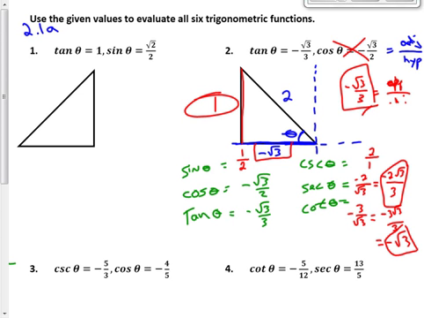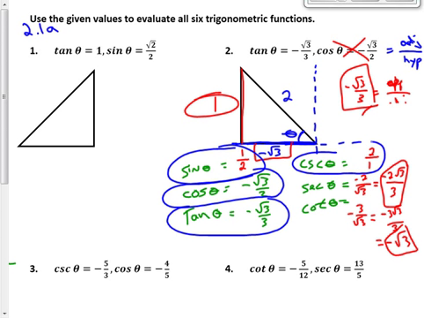Here are my 6 trig functions. 1, 2, 3, 4, 5, and then the last one we just did here, 6. And those are my 6 trig functions, answering the question. On to number 3.